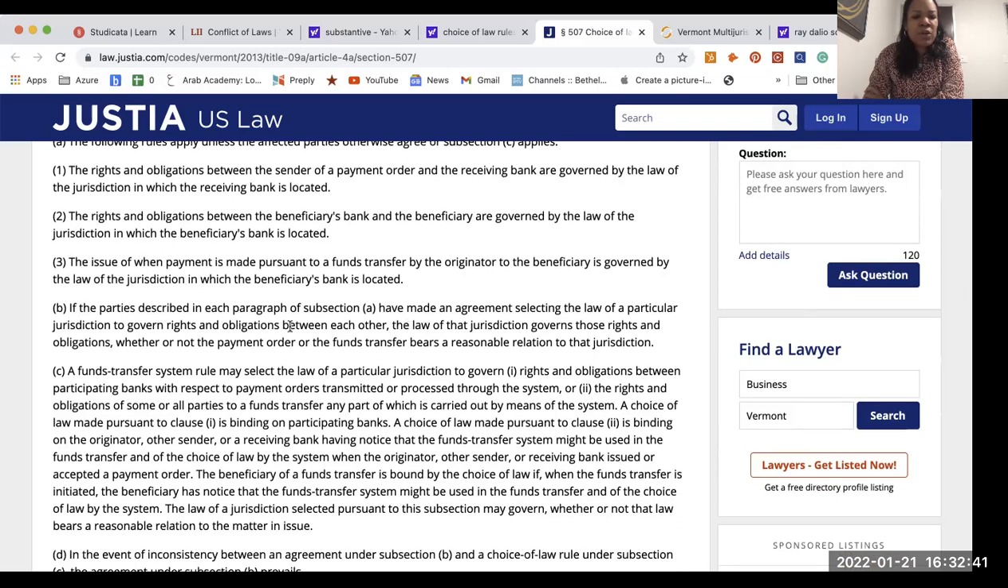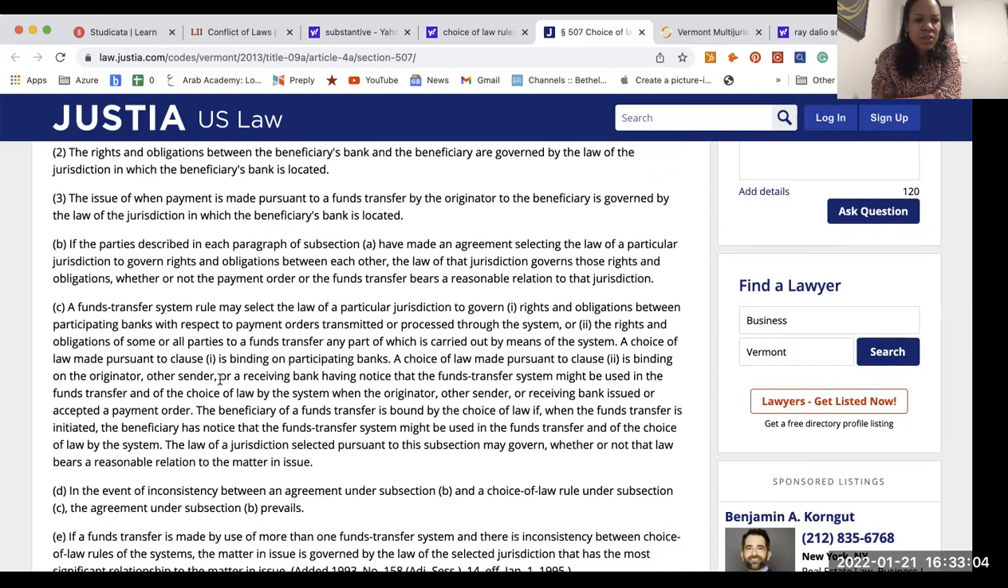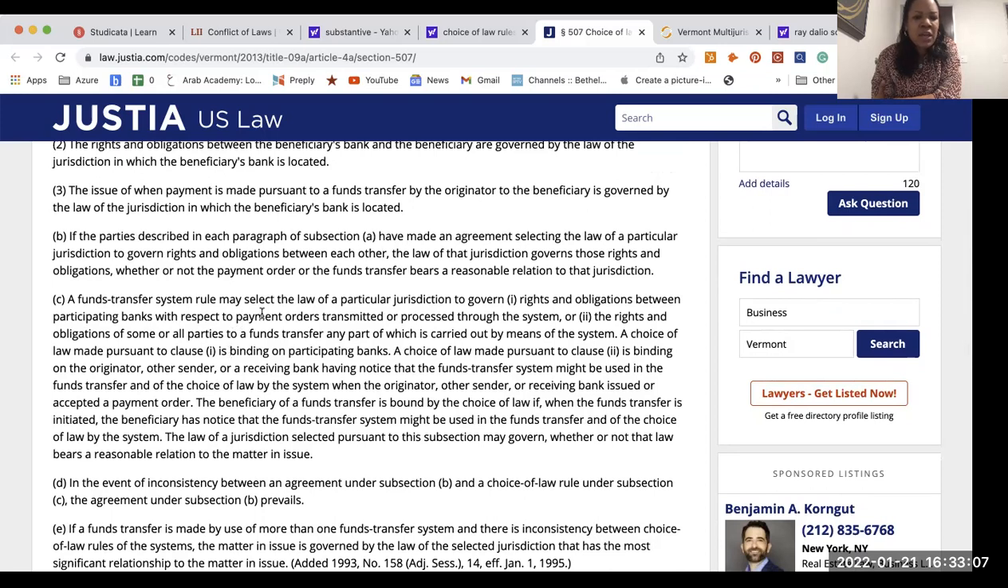If the parties described in each paragraph of subsection A have made an agreement selecting the law of a particular jurisdiction to govern rights and obligations between each other, the law of that jurisdiction governs those rights and obligations, whether or not the payment order or the funds transfer bears a reasonable relation to that jurisdiction, or C. All right, so this is saying or C applies. A funds transfer system rule may select the law of a particular jurisdiction to govern rights and obligations between participating banks with respect to payment orders transmitted or processed through the system, or the rights and obligations of some or all the parties to a funds transfer, any part of which is carried out by means of the system. A choice of law made pursuant to a clause.